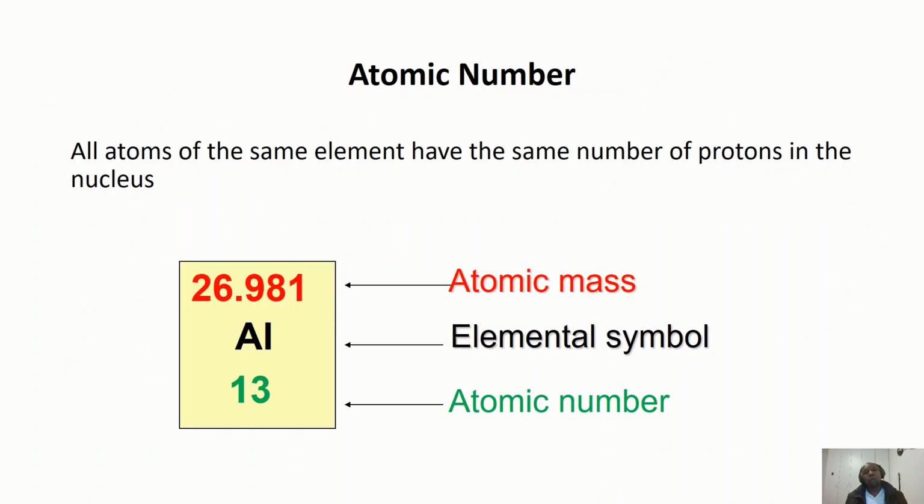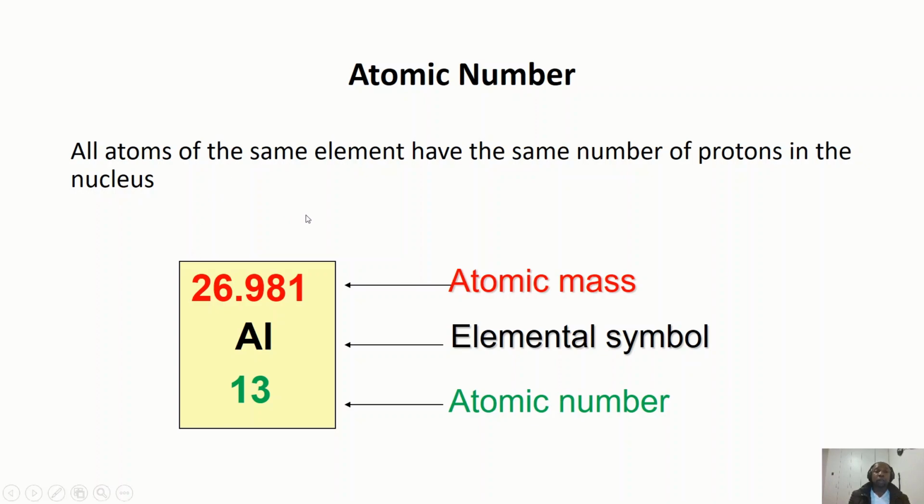When you pick up a periodic table, you're going to see something like this. The basic things you have to know on each symbol are the atomic mass, the elemental symbol, and the atomic number. For example, in this case, we have the elemental symbol for aluminium, which has an atomic number of 13 and an atomic mass of 26.